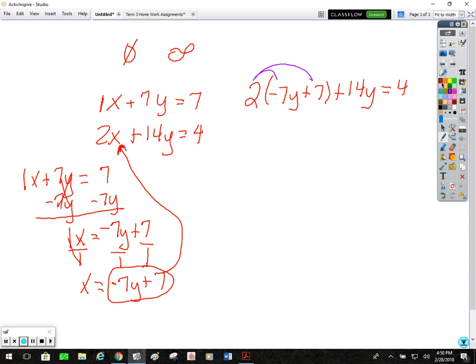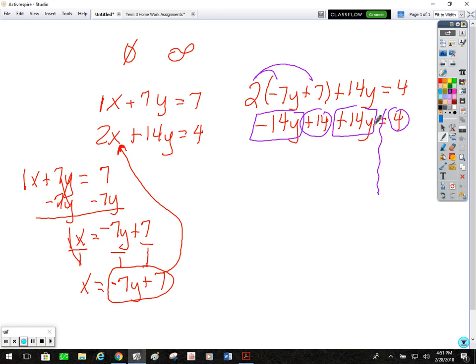2 times negative 7y is negative 14y. 2 times 7 is positive 14. Then we can finish it out. Plus 14y is equal to 4. Well, let's go back to boxes and circles on this one because I want to make sure we're looking at this correctly. Now if I look, I have 2 boxes on the left side. I do have 2 circles, but remember, they are separated. I have 2 constants, separated by the equal sign, correct? So I can't combine these just yet.